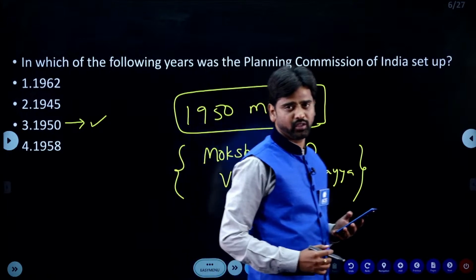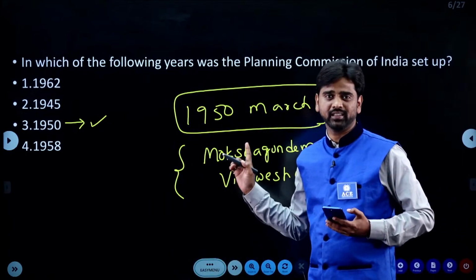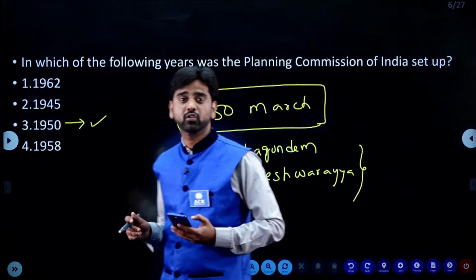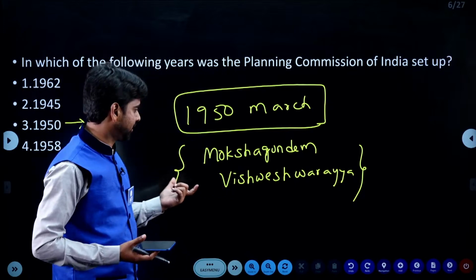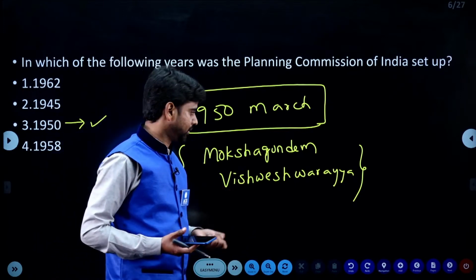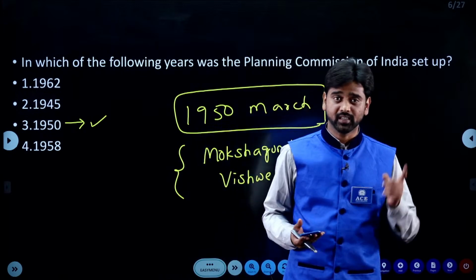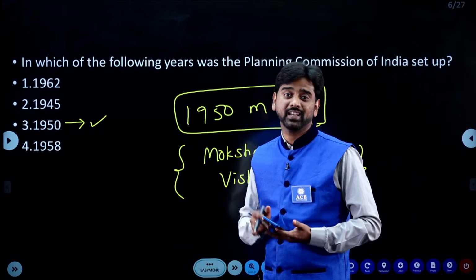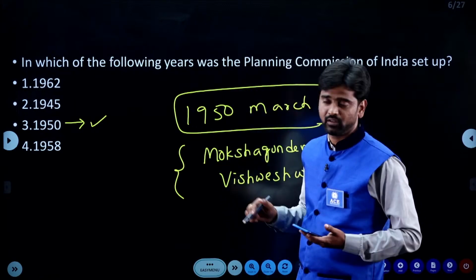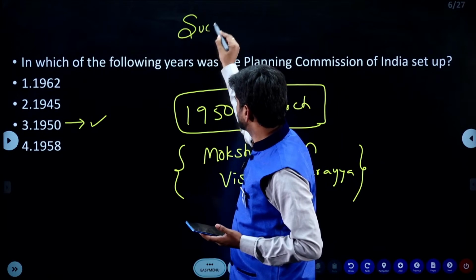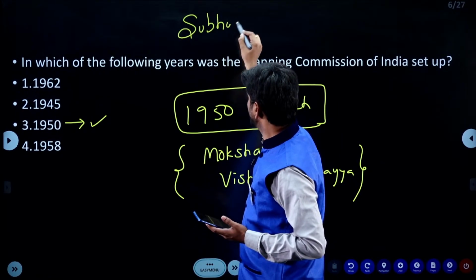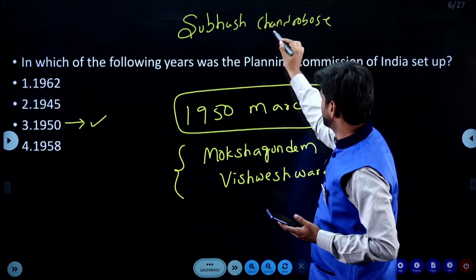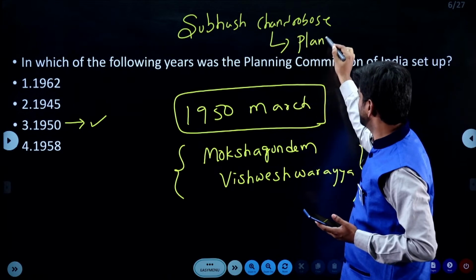Please make sure that he is the first person to say that there is a need for planning in India. Who is the first person to state the importance of planning in India? Mokshagundam Vishveshwaraya, in his book The Planning and Economic Development of India. So these are the important points, guys. And now you might be thinking, sir, how about Subhash Chandra Bose? Who stated the importance of the Planning Commission? It is Subhash Chandra Bose, the first person to state the importance of the Planning Commission.